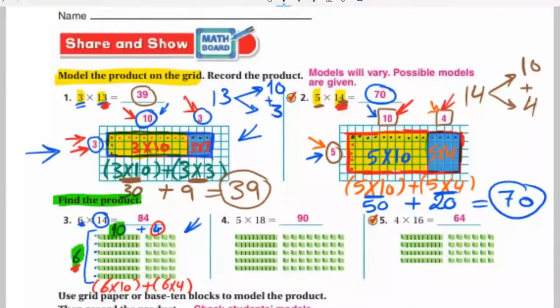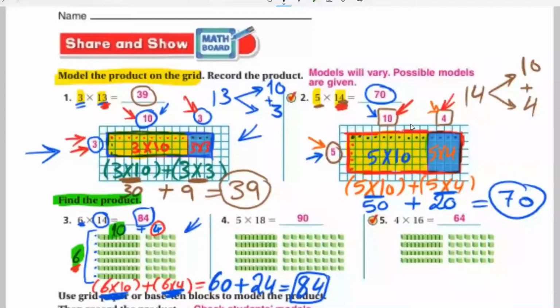Okay, let's get the answer of it. Firstly, 6 multiplied by 10 equals what? Equals 60, of course, right? Plus 6 multiplied by 4 equals 24. After that, add them together. 0 plus 4 equals 4, and 6 plus 2 equals 8. So our answer is 84, like you see here.